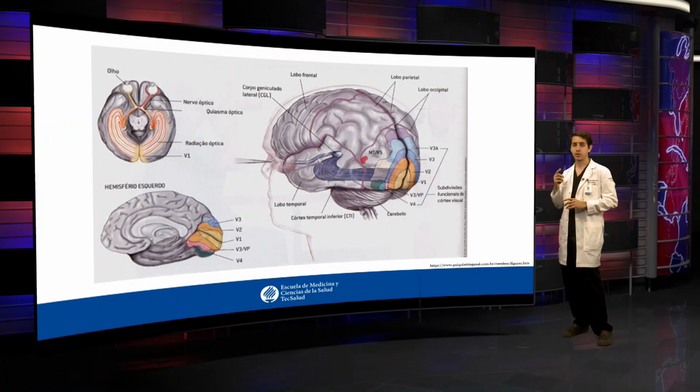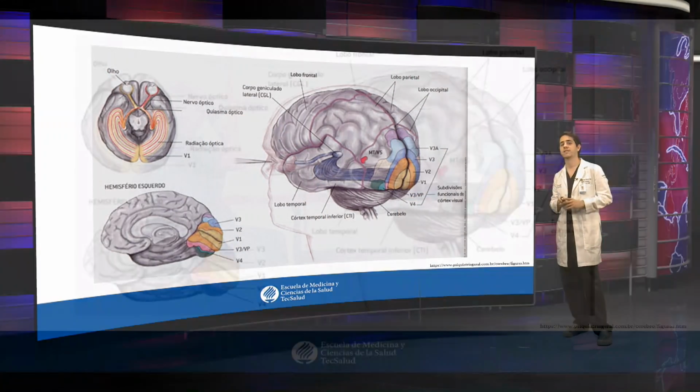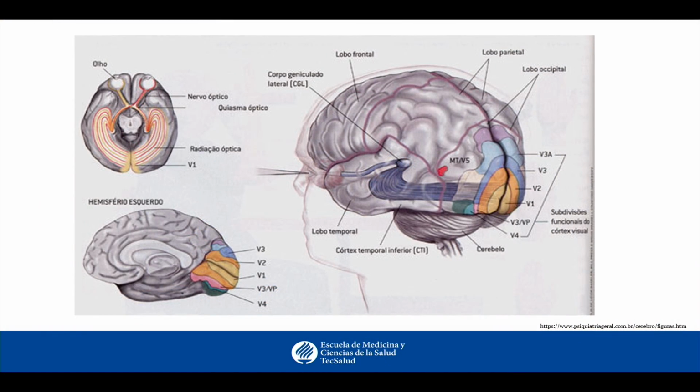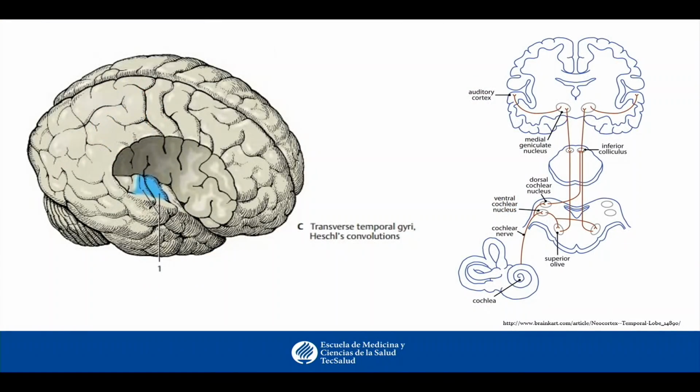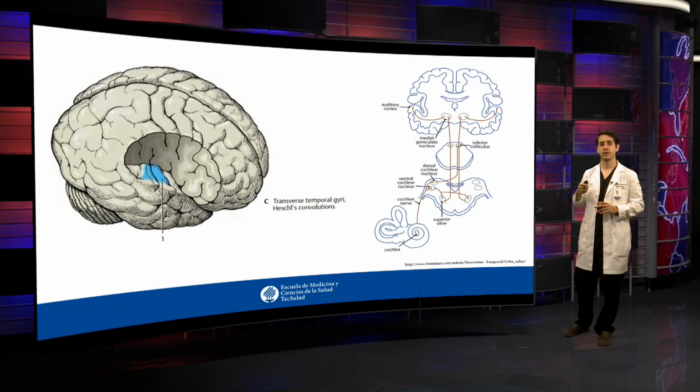The primary visual cortex corresponds to the Brodmann area 17 and occupies the occipital pole. And finally, the primary auditory cortex lies on the superior bank of the superior temporal gyrus and corresponds to Brodmann area number 41. The auditory association cortex of Brodmann is Brodmann area number 42 and surrounds the primary auditory cortex.